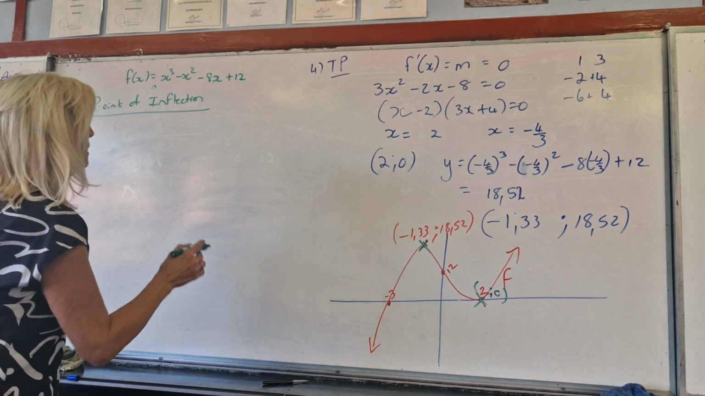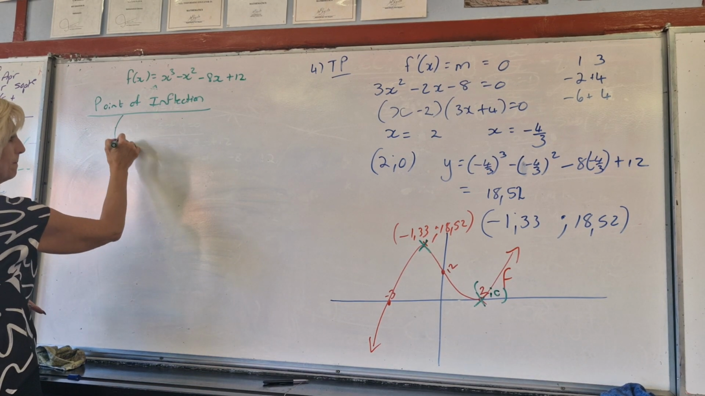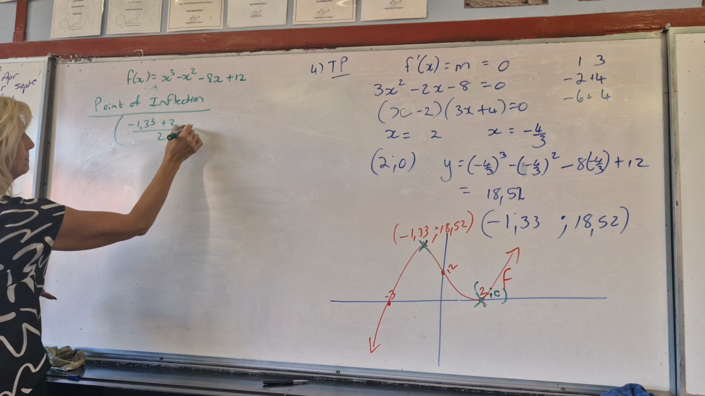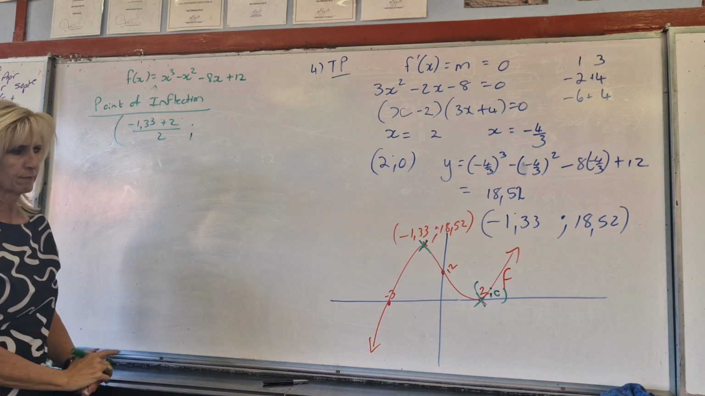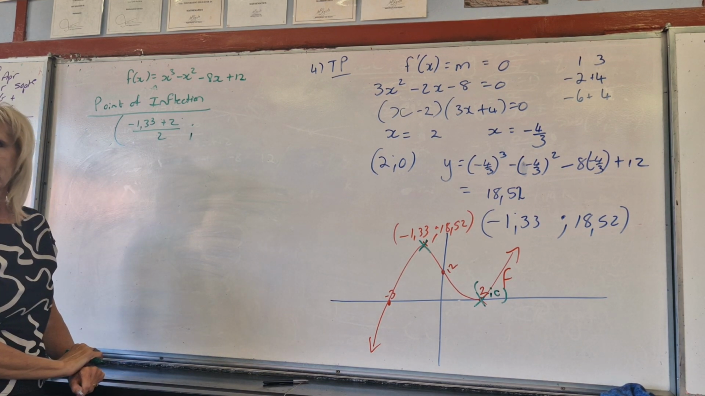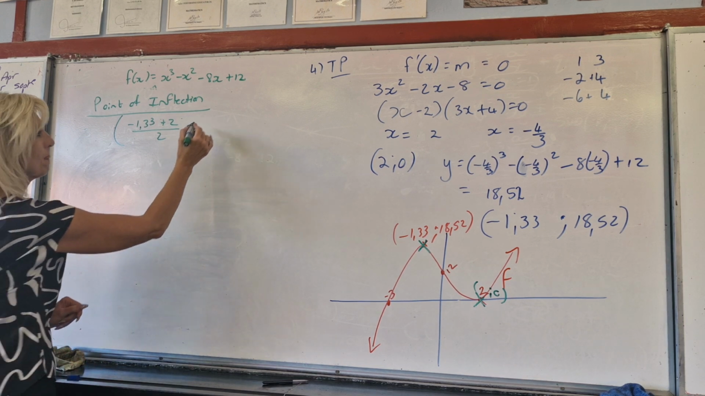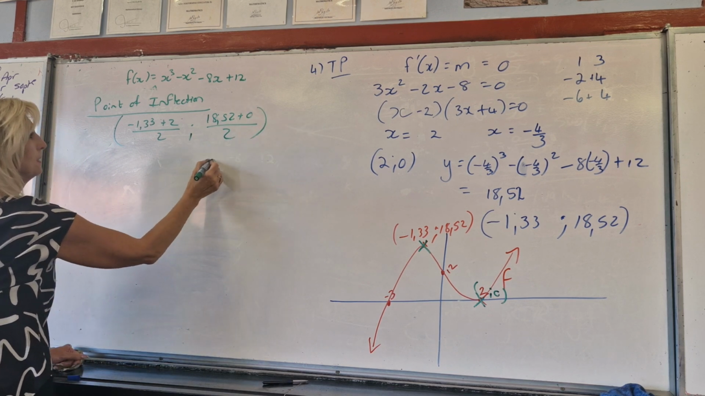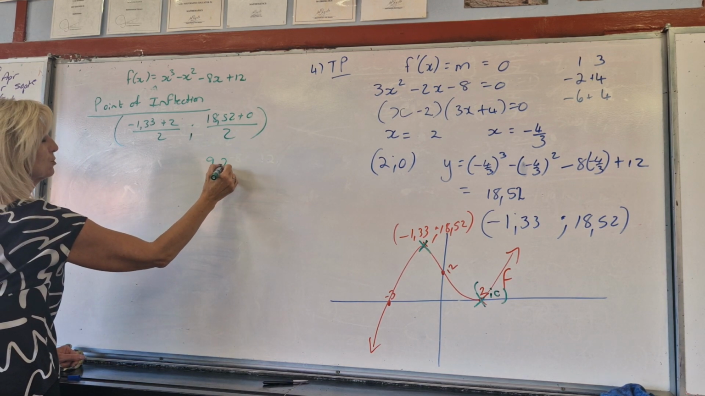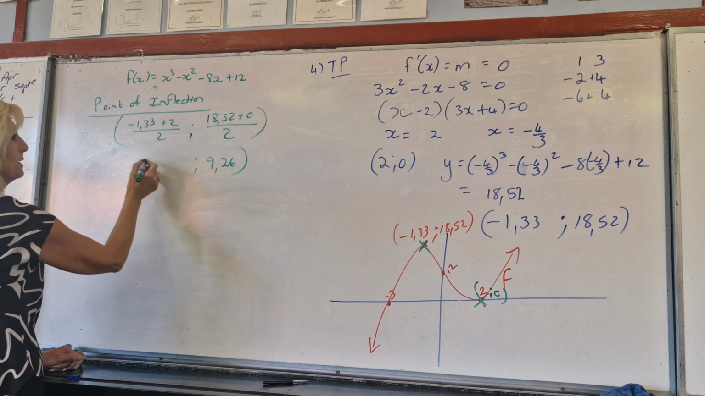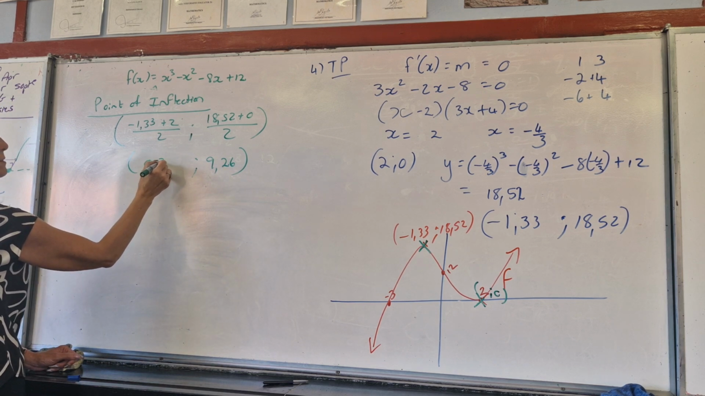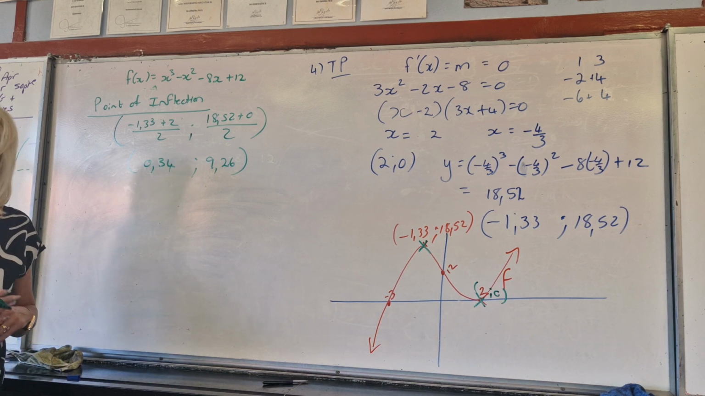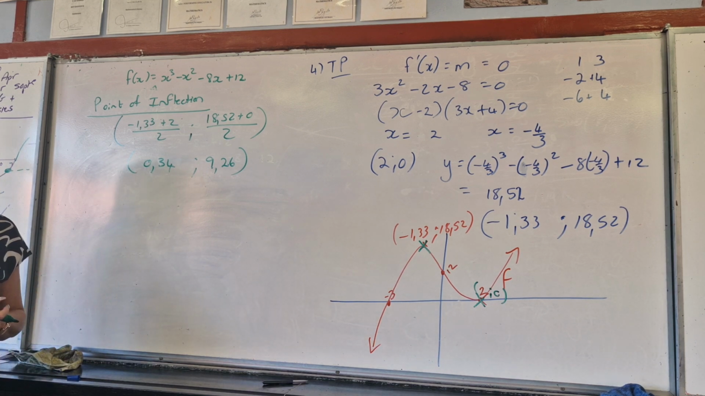That's one of them. So the point of inflection then would be -1, comma 33 plus 2 divided by 2. Does that make sense? The two x values of the turning points divided by 2. So y, 18,52 plus nothing divided by 2 is going to be 9,26. And this one? 0,34. 0,34 is rounded off correctly. And I'm done.